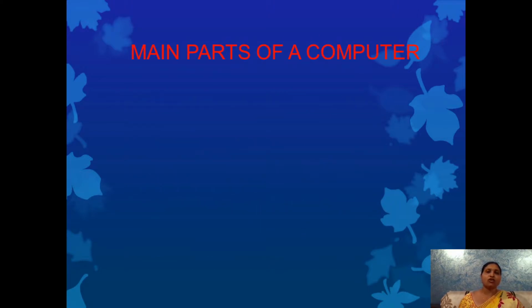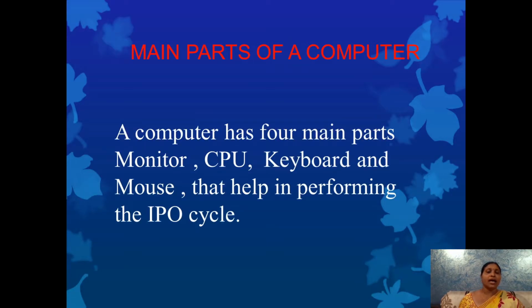Now, what are the main parts of a computer? A computer has 4 main parts. Those are monitor, CPU, keyboard and mouse. That helps in performing the IPO cycle. What do you mean by IPO cycle? Input process output cycle is called the IPO cycle. So when you instruct or enter data through the keyboard, the CPU processes the data and the result is shown on the monitor. This whole process is called the IPO cycle.